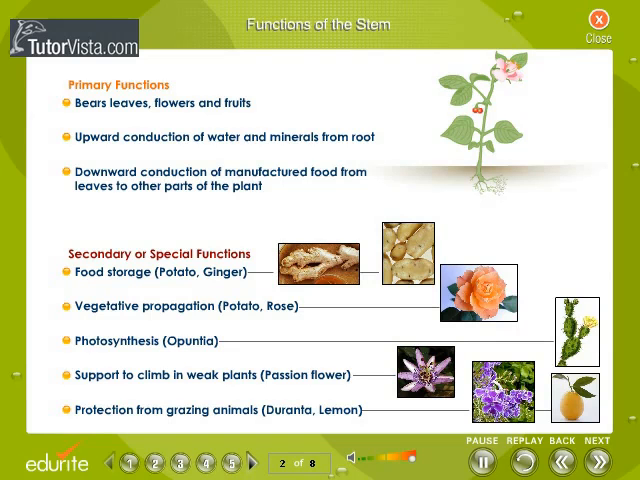Secondary or special functions. The secondary functions of the stem are storage of food, for example, potato and ginger, vegetative propagation, for example, potato and rose. It helps in photosynthesis, for example, opuntia. The stem supports weak plants to climb, as in passion flower. It protects the plant from grazing animals, for example, curanta and lemon.